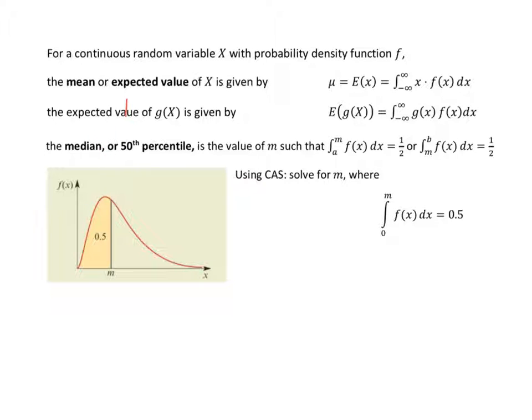The median or the 50th percentile is the value of m such that the integral from the left to m of f of x is equal to half, so this diagram here. Or you could go from m itself to the right hand side and you'd find the integral equals half. So that would correspond to this side of the picture here, if I shade it in with blue. If you're using a CAS, you can just solve for m where you can plug that in and it should work it out for you. I'm going to do things by hand though.